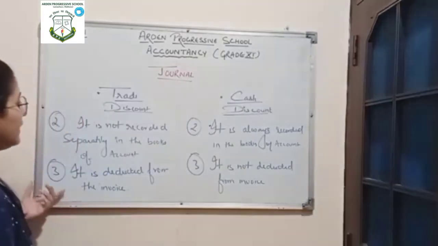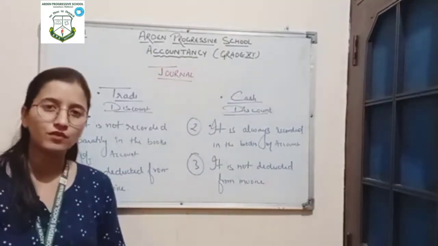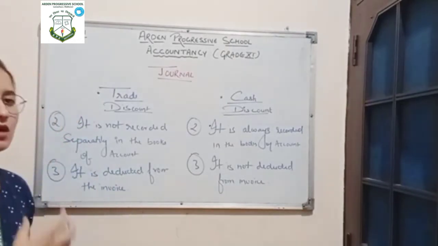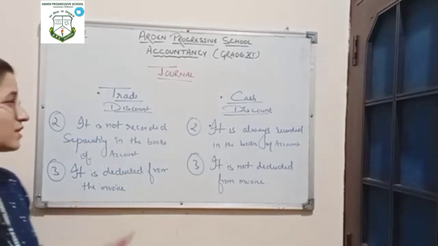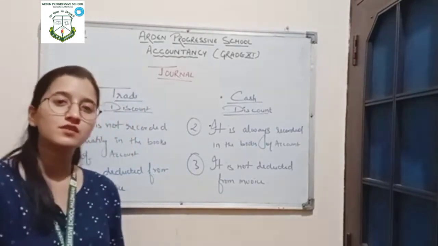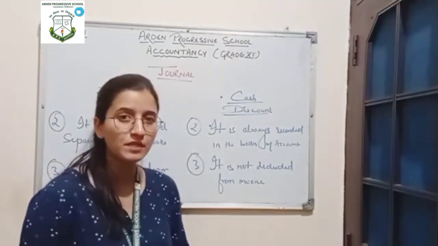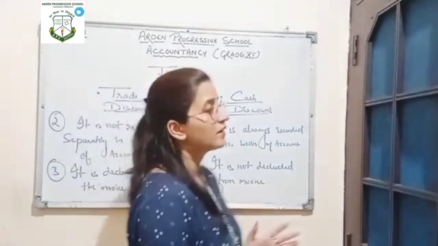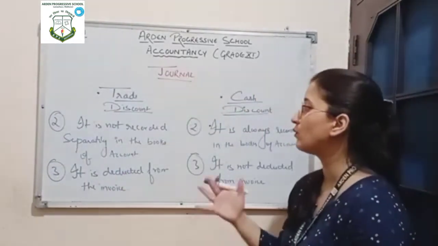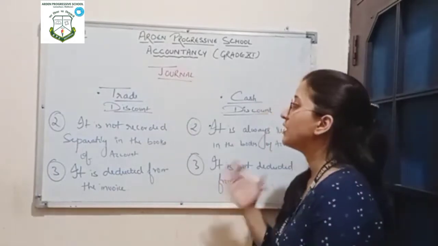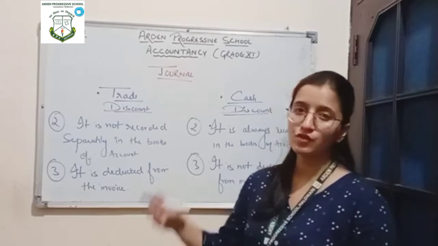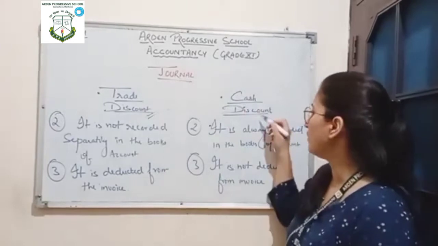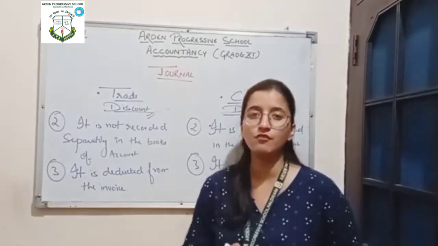As we know, trade discount is allowed on the listed price of the product, so that amount will be deducted from the invoice and the net amount will be recorded in the books of accounts. Whereas we know cash discount is allowed when the customer makes prompt payment, so there is no deduction of amount from the invoice. So these were the basic differences between cash discount and trade discount, and the major treatment of discount in the books of account is that trade discount is not recorded in the books of account, whereas cash discount will be recorded in the books of accounts.